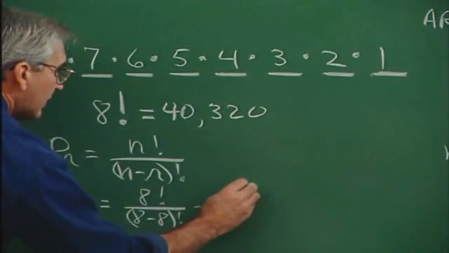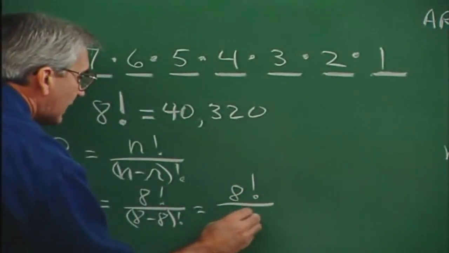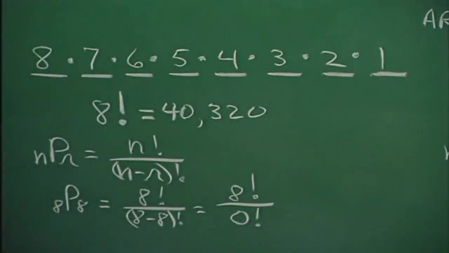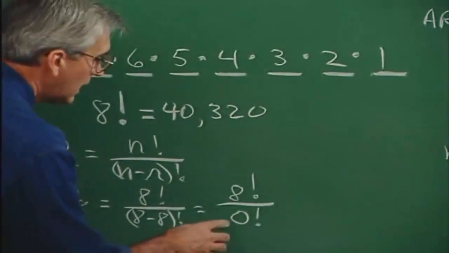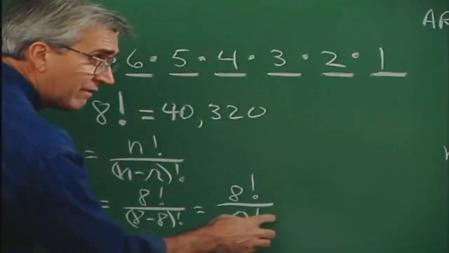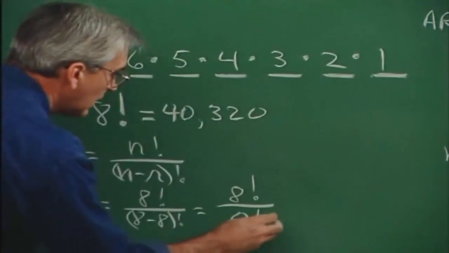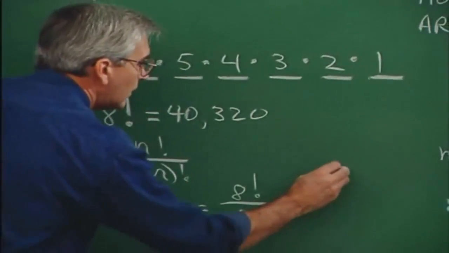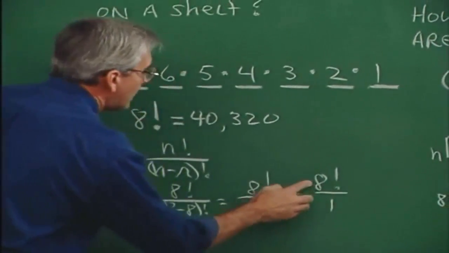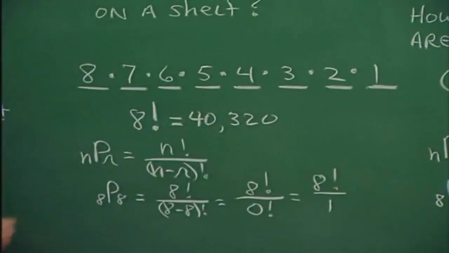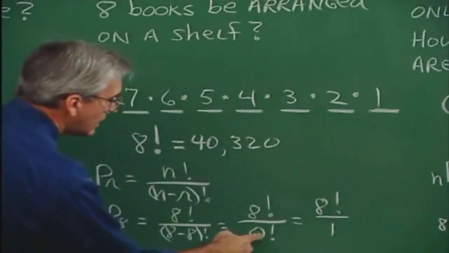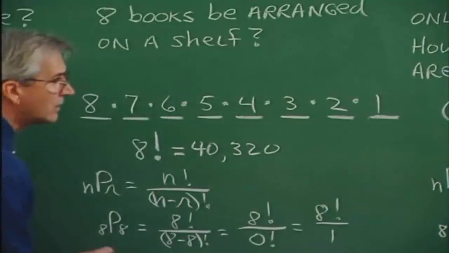Now in the denominator, we have 0 factorial. And this is a special definition in the factorial world, that 0 factorial is defined to be 1. So this is 8 factorial over 1, and the 8 factorial is just what we had up here. So the importance right here is that 0 factorial is defined to be 1.